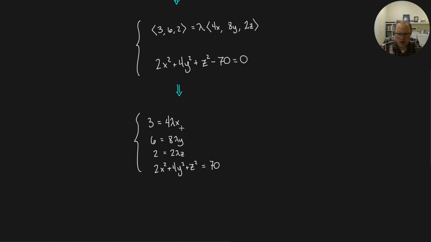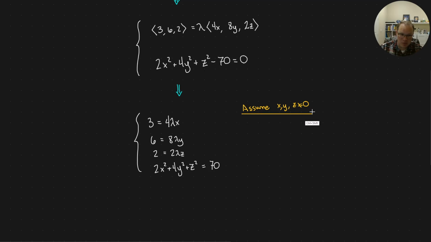I'm going to start off by solving for lambda in each case. To do that, I need to assume that x, y, and z are not 0 because I'm going to have to divide by x, divide by y, divide by z in each equation, right? So let's start off by assuming x, y, and z, none of those are equal to 0.